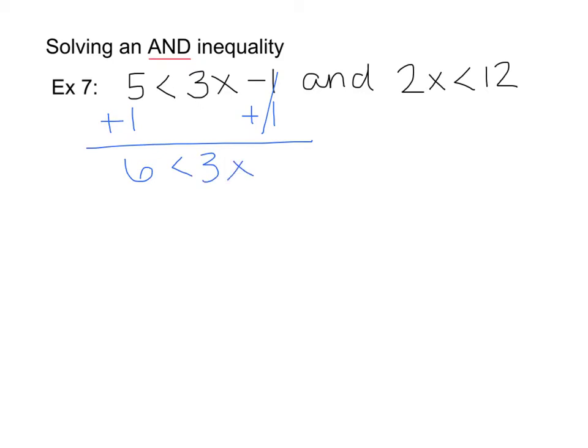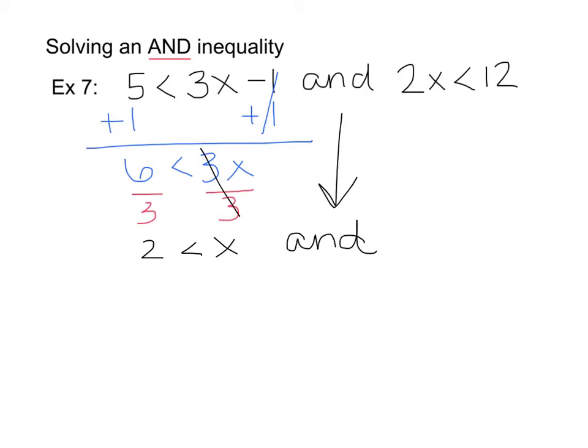Then we have to get rid of that 3 that's touching that x, so we divide both sides by 3. Now remember, you divided by a positive number, so it should not change your inequality sign at all. That gives me 2 is less than x. It's helpful to bring down the word "and", because that's going to help us answer our inequality later on. Now we move on to the one on the right. To get rid of the 2 that's touching the x, we divide both sides by 2, and I get x is less than 6. This word "and" means that both inequalities have to be true.